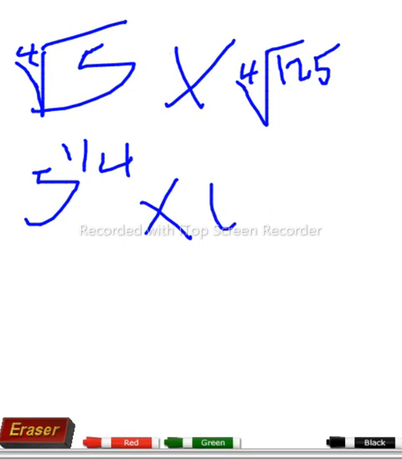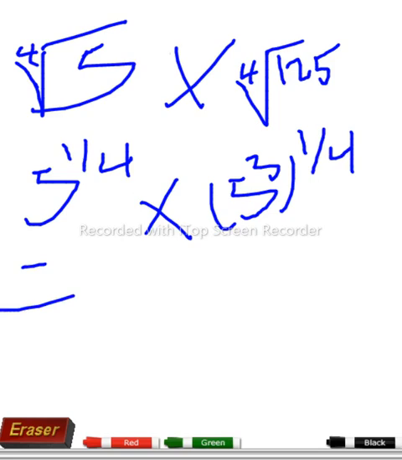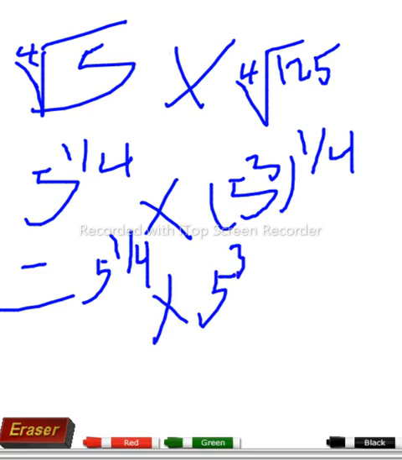25 means 5 to the power of 3. So the power of 1 over 4. Here we have 4. So this means again 5 to the power of 1 over 4 times 5 to the power of 3 over 4. We can add this together. We can multiply 3 times 1 over 4, 3 over 4.